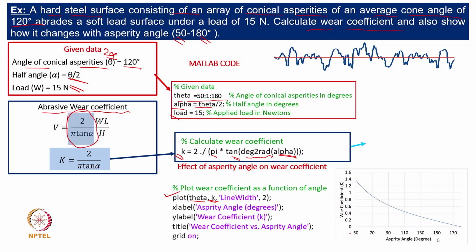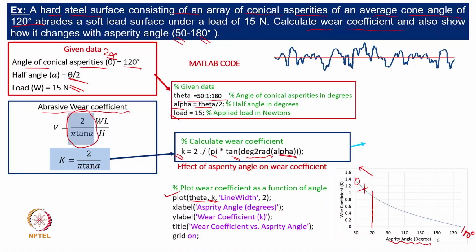The plot has come out something like this. We can see here the asperity angle theta in degrees. It starts from 50 to 180 degrees, and the wear coefficient is initially on a higher side, but it should be much lesser. That means we do not believe it up to that level, that it is lesser than 70 degrees. A 70 degree cone angle is pretty difficult. When we are saying it has to be lesser than 1, that means this portion will not be reality as such.